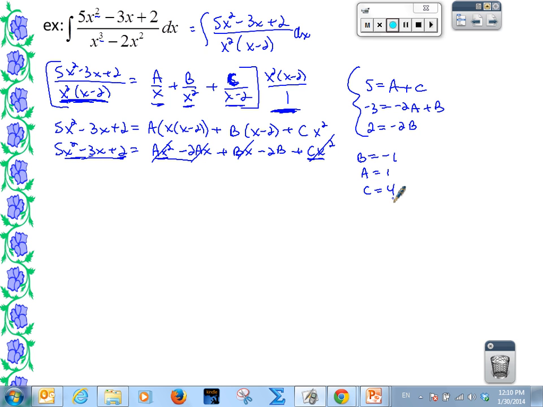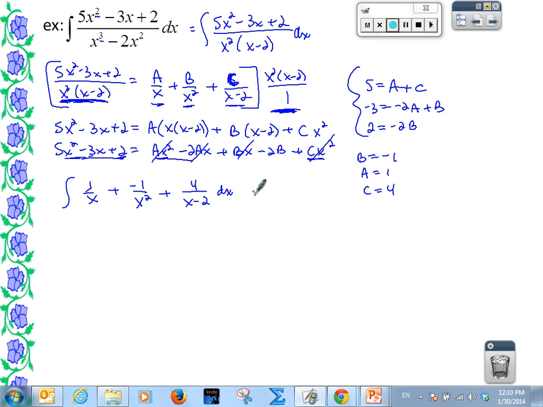Now it's possible that one of these, a, b, or c might turn out as a 0. That's actually kind of nice because that eliminates the entire fraction. We don't have to integrate that one. It just disappears. It's gone. All right, so we have our setup. Now let's work on integration. So I'm going to integrate: we have a is 1 over x, plus b is negative 1 over x squared, plus our c is 4 over x minus 2 dx.